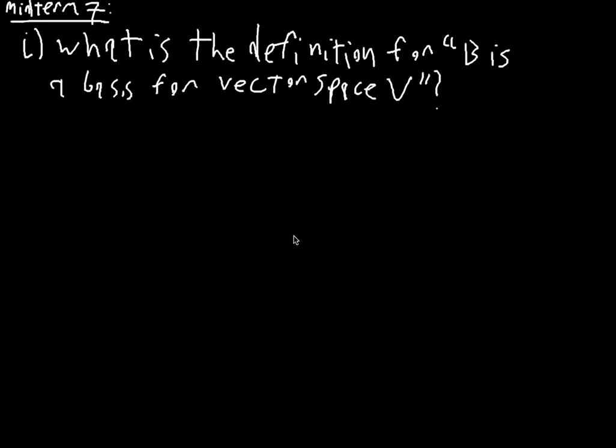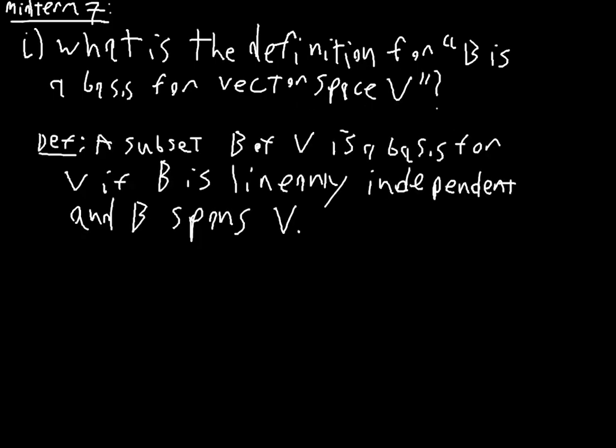Hello. Question number 7 on the midterm has two parts. The first one is just a straight-up definition. What is the definition for B is a basis for vector space V? Since it's just a definition, it's pretty quick to write down. We have B is a basis for the vector space V if it's a subset of V and it is linearly independent and it spans V. So those are the two little things.